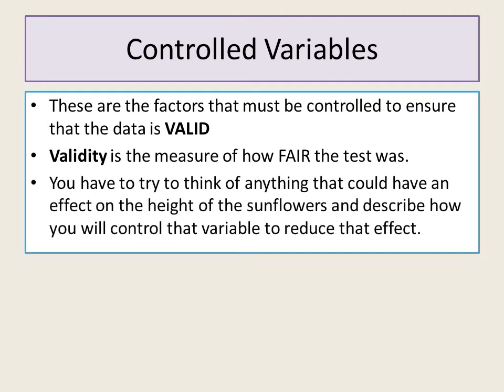You have to try to think of anything that you could have an effect on the height of the sunflowers and describe how you will control that variable to reduce that effect. So that's really important. If you don't control all the other variables, the data isn't valid and you probably haven't tested what you think.